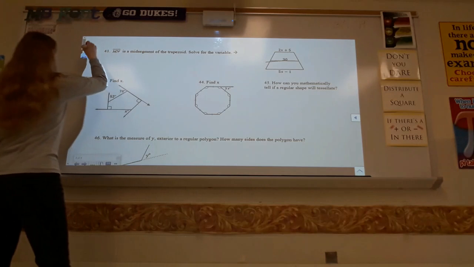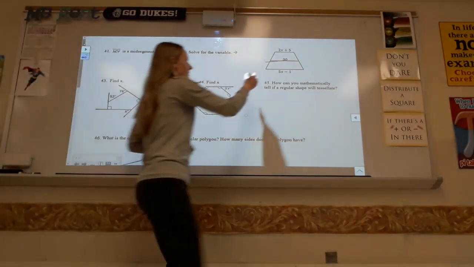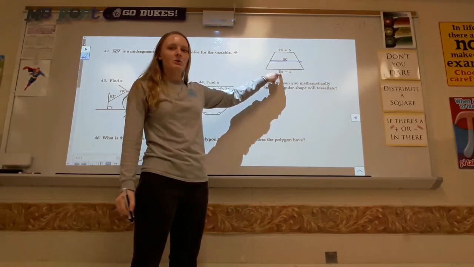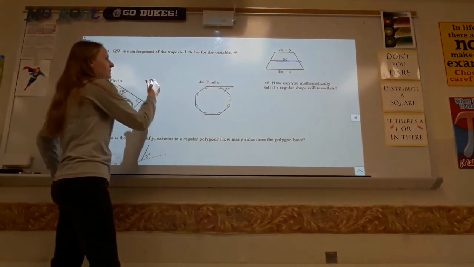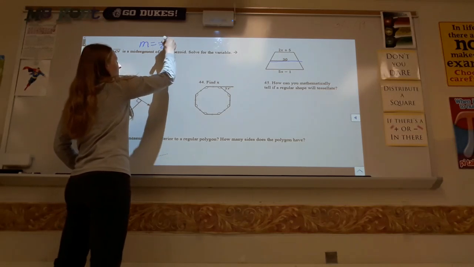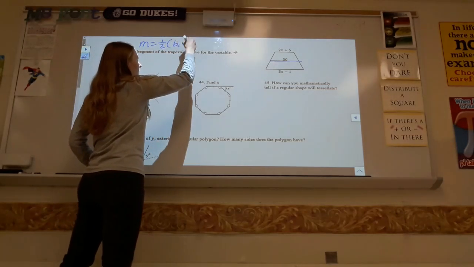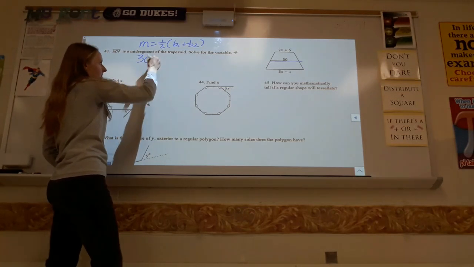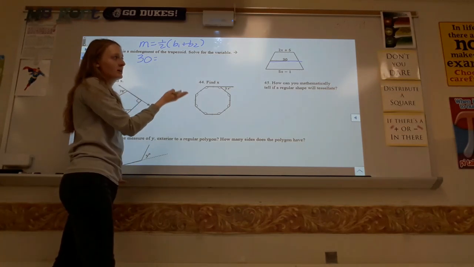I'm going to change colors. This is the mid-segment. So if you add this and divide by 2, you get that. So the formula is this. You just want to write it out. And now I'm going to plug in everything I know. I know what the mid-segment is, actually. I already know what it is. What I'm trying to do is solve for x.